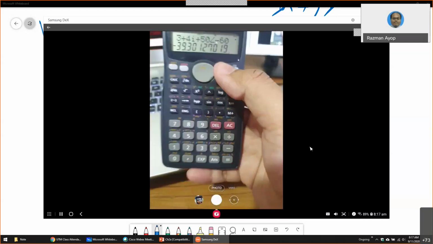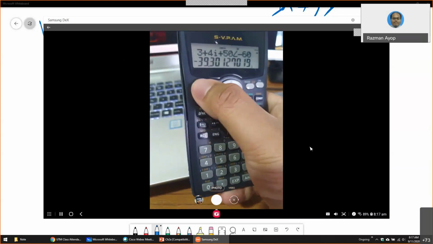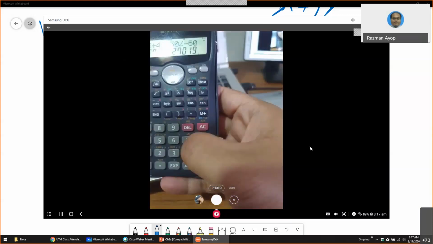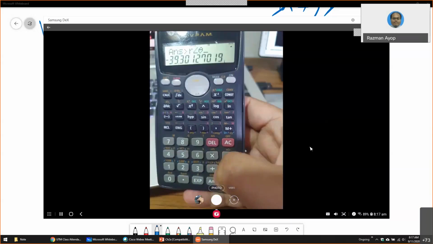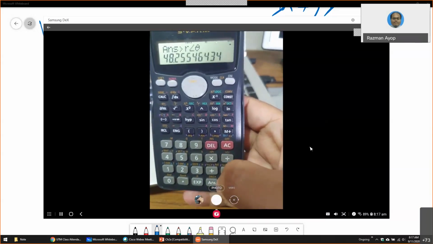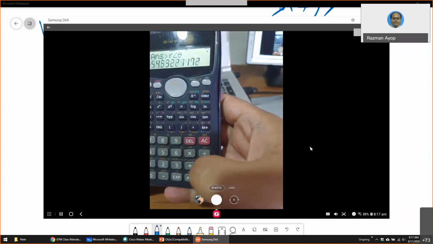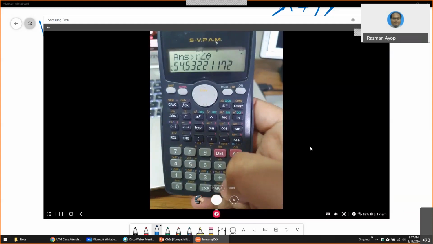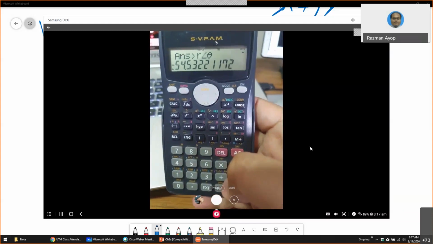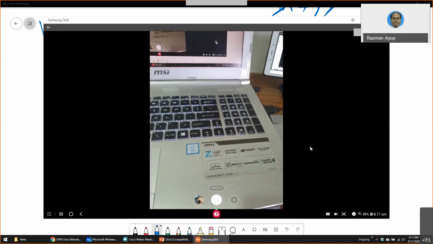If you want the answer in polar form, just press shift. Equals, you get the answer 48.25, and to look at the angle, press shift equals, so you get negative 54.53. So that is how you use your calculator to get the answer directly.